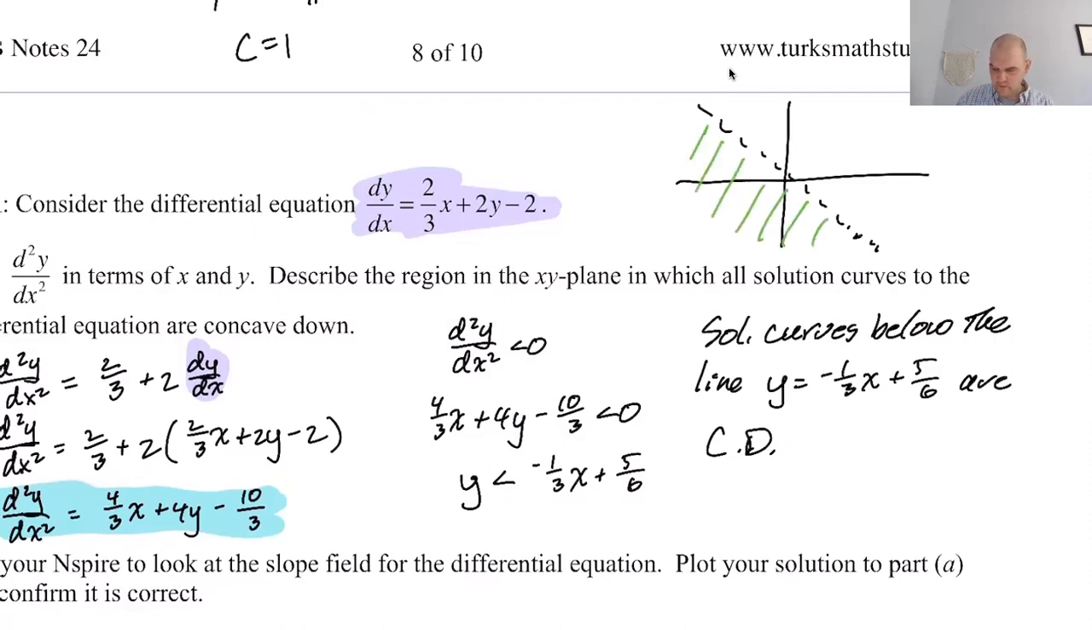So anytime we're below the line, it cuts the plane into two. So you could say the half plane that's below the line, but I'm just going to say solution curves below the line. So any solution curves that fall there are going to be concave down. Any that fall above that line are going to be concave up. If you're on the line, you're going to get zero concavity, so you get this linear solution.